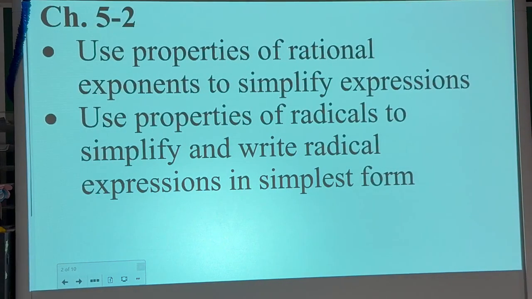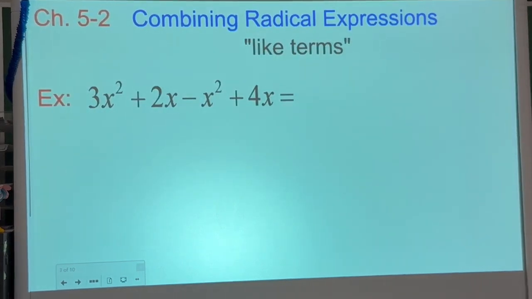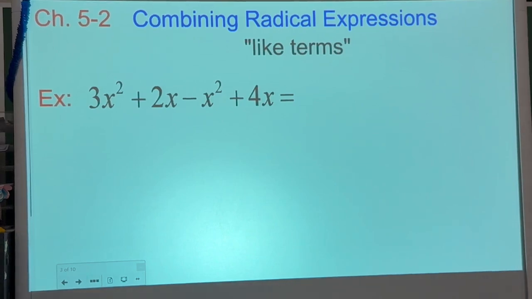Welcome, Algebra 2. Let's take a look at Chapter 5, Section 2, using properties of rational exponents to simplify expressions, and using properties of radicals to simplify and write radicals in simplest form. Chapter 5, Section 2, combining radical expressions. What we're doing is looking for like terms.